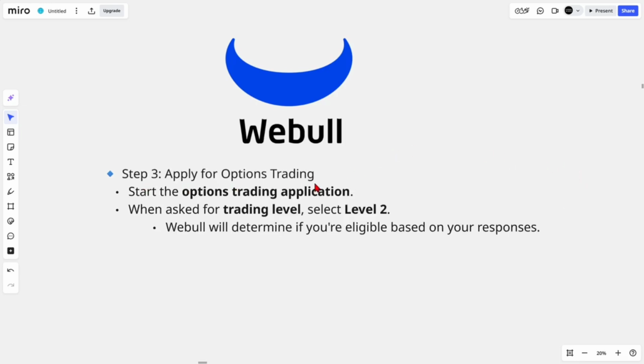Step 3, apply for options trading. So start the options trading application. When asked for trading level, select level 2. Webull will determine if you're eligible based on your responses.